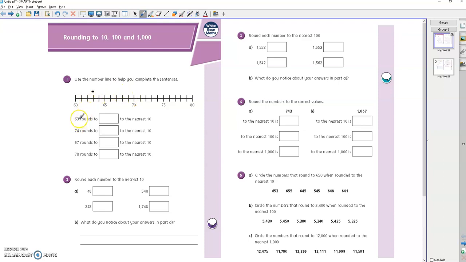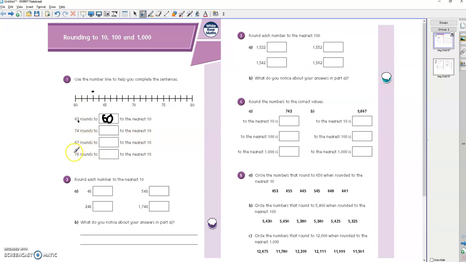Or you can look at the ones number and say, well that's 4 or less. So the rule says let it rest, and that means let it rest on the current 10 that it's on. Or you can look there and think, actually it's closer to 60. So 60 is what you would put in there. 63 rounds to 60 to the nearest 10. I'll let you think about the other ones.